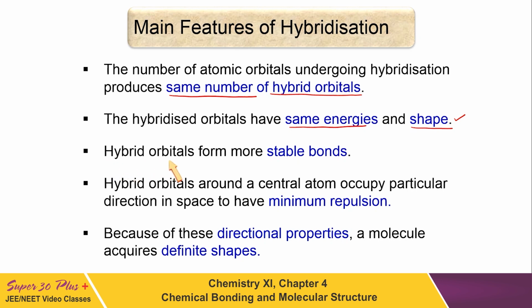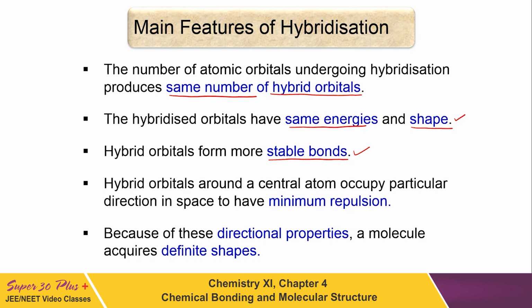Moreover, hybrid orbitals form more stable bonds. You must be thinking, why sir? Why are they forming more stable bonds? See, in the last class, I told you that stability of bond is directly proportional to the amount of overlapping. Greater the amount of overlapping, stronger will be the bond between atoms. So hybrid orbitals do more overlapping than any unhybridized orbital. So in case of hybridization, when the amount of overlapping is more, of course bonds will be more stable.